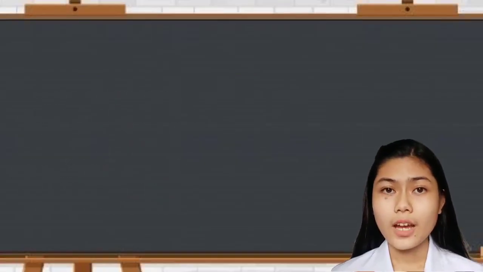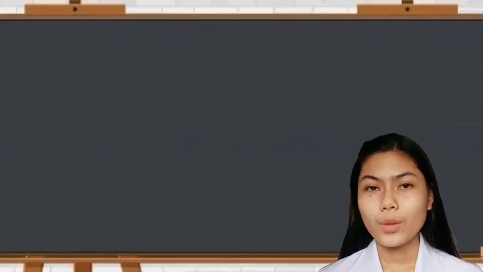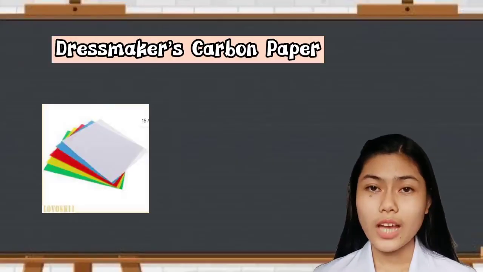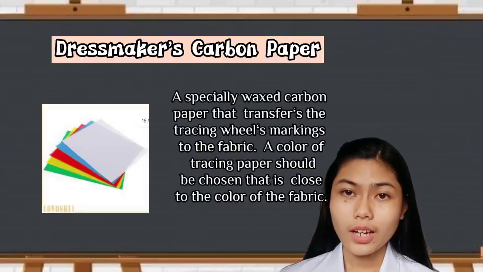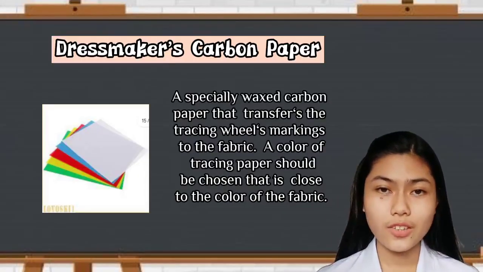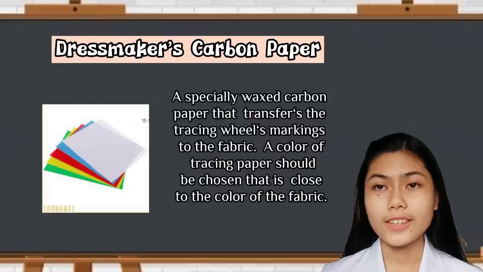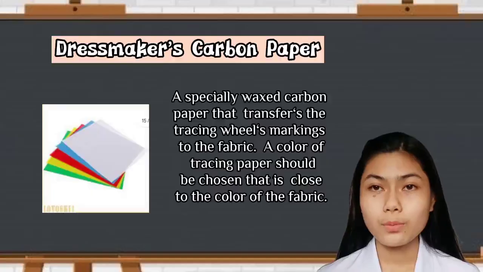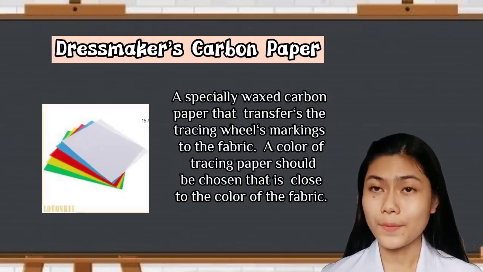Lastly, on the marking tools, we have the dressmaker's carbon paper. It is also called dressmaker's tracing paper. It is specially waxed carbon paper that transfers the tracing wheel's markings on the fabric. A color of tracing paper should be chosen that is close to the color of the fabric.